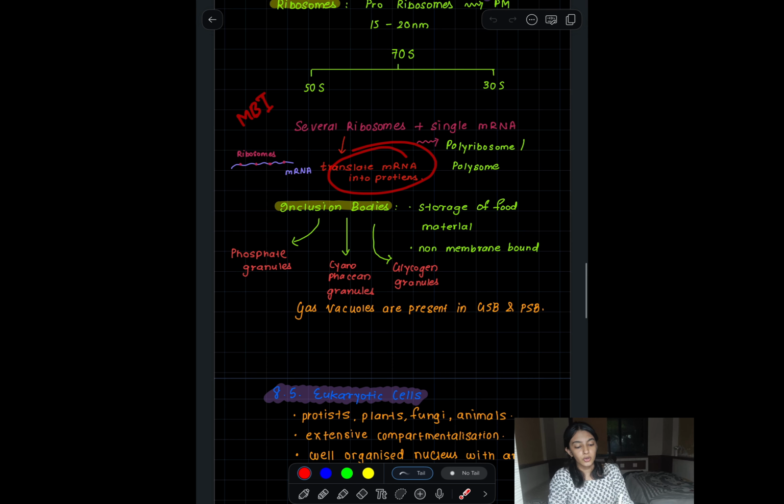Let's move on to inclusion bodies. They are basically for the storage of food material and they are non-membrane bound. Again, all prokaryotic organelles are non-membrane bound. They are of three types: the phosphate granules, cyanophycean granules, and glycogen granules. Sometimes gas vacuoles are also present in the green sulfur bacteria and the purple sulfur bacteria.